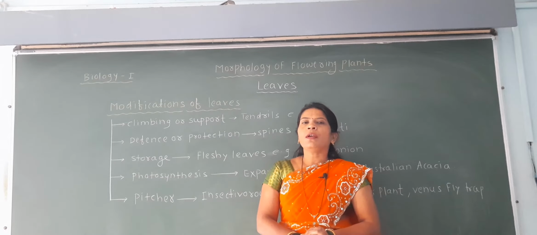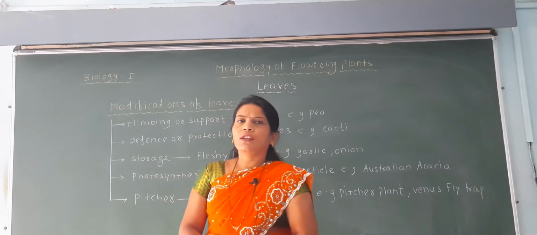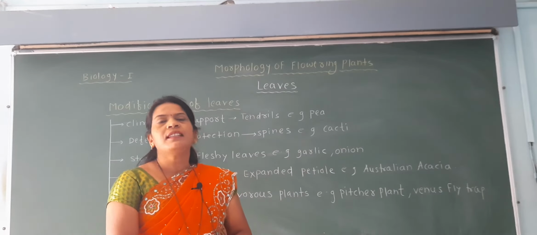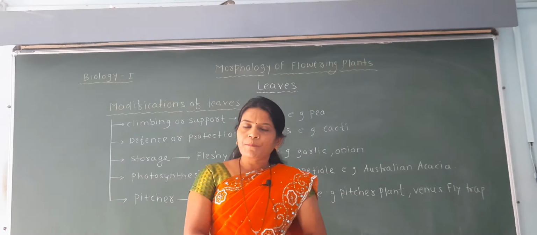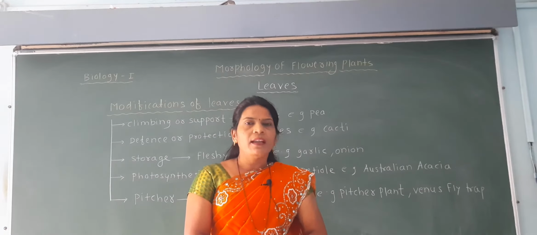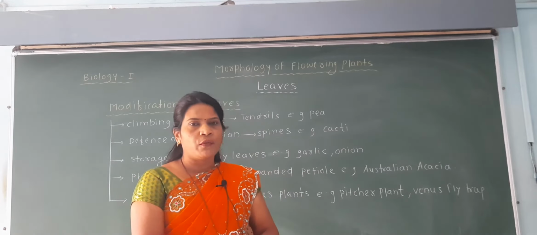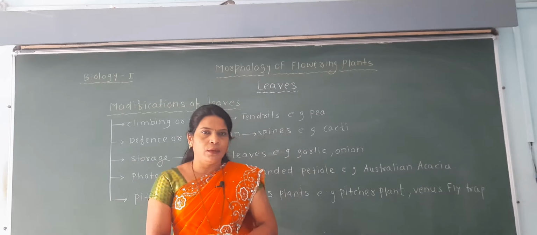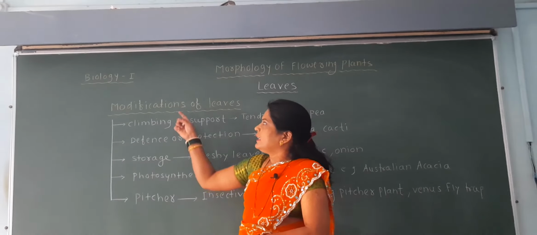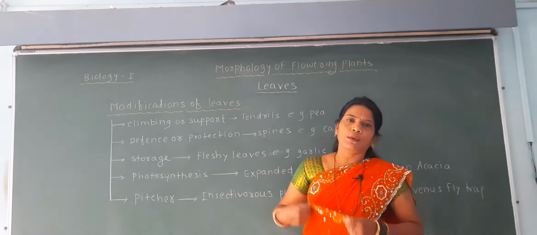Okay, so if you observe a number of plants around us, then you will find that in some plants leaves get modified, maybe into thorns, maybe into tendrils, or maybe the petiole part of the leaf is modified. So there are a number of modifications you can observe in the leaves. Here on the board I have written the important modifications of the leaves.